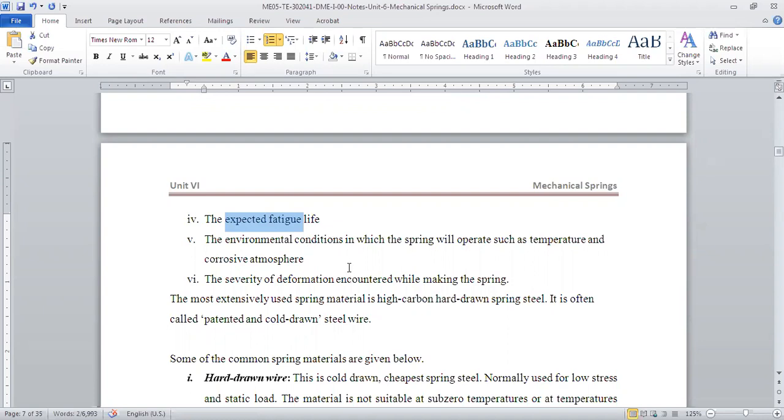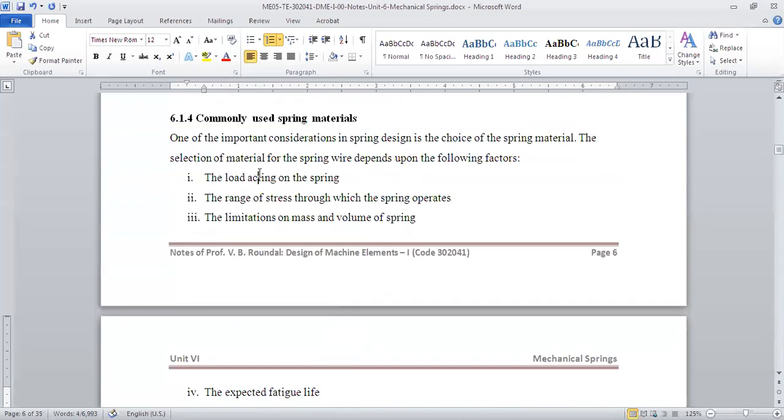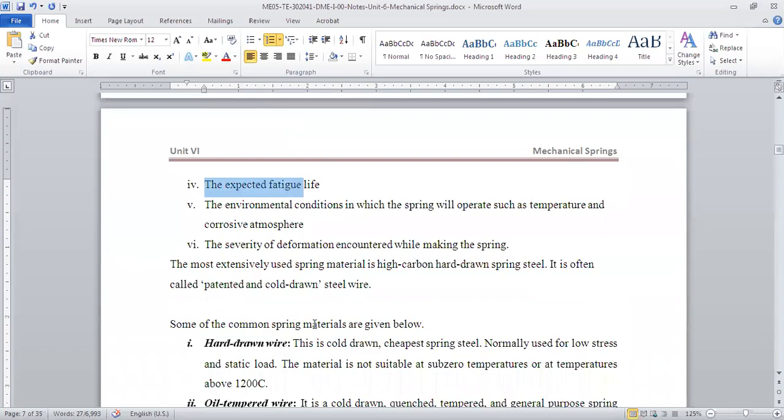So environmental conditions, like temperature and corrosion. If it is a place like Mumbai, we would have a different material, where the environment is corrosive, or like in a seawater application, a different material will be used. Severity of deformation: while making the spring, we will be deforming it. So at that time, how different materials deform will also determine the material selection process, right? So basically, the most used is patented and cold drawn steel wire.